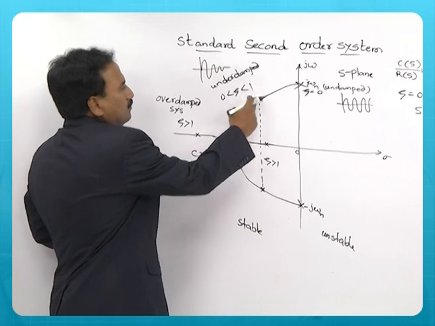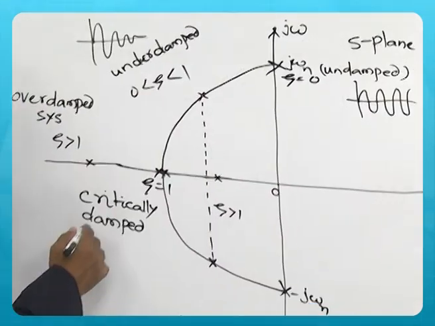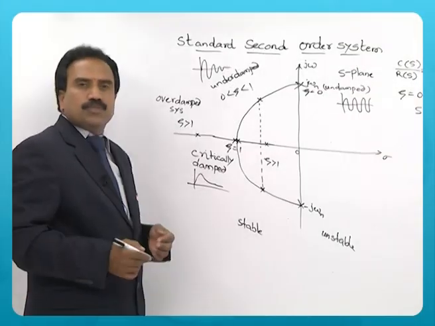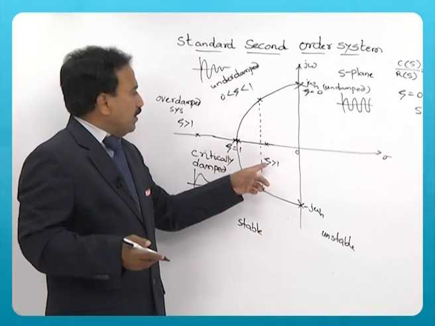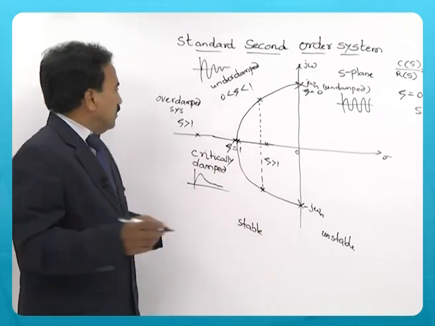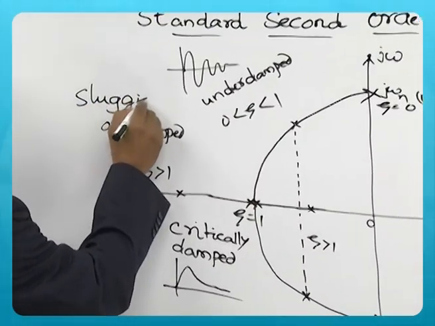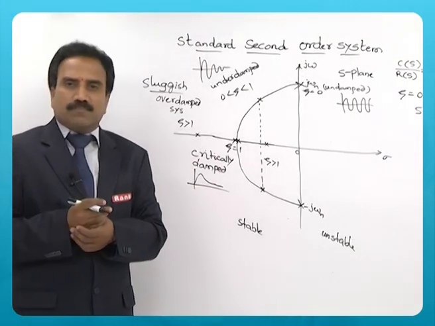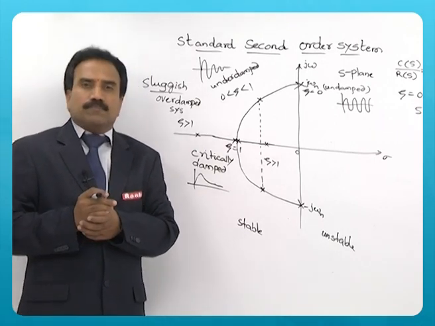So, further increase of zeta, what happens when it is critically damped, the impulse response takes more time to become 0. Further increase of zeta beyond 1, that impulse response takes still more time. We say over-damped system is most sluggish system. Most sluggish means it is not at all good system. It takes very long time to reach the desired output.